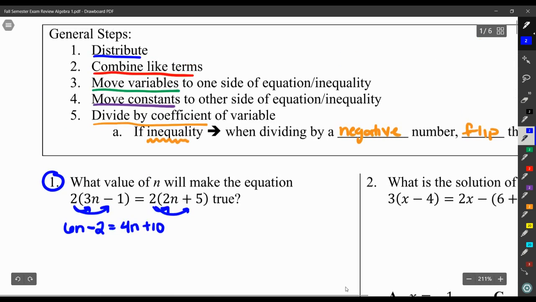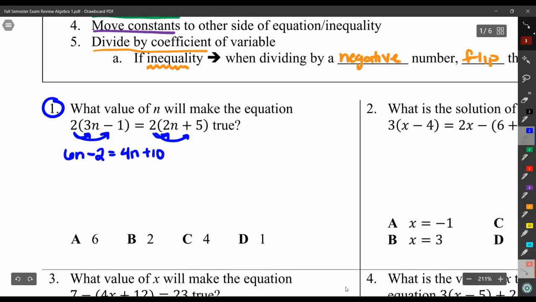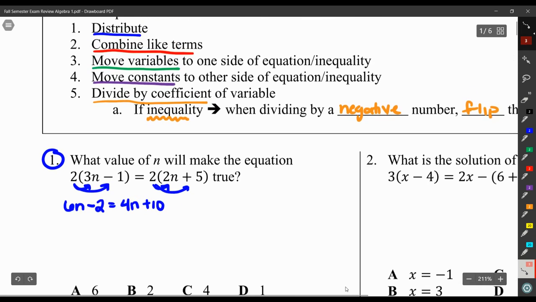Now, step 2 is combine like terms if you can. So look on the left, 6n minus 2, neither of those are like terms, so nothing can be combined. On the right side, 4n plus 10, those are not like terms either, so nothing can be combined there.